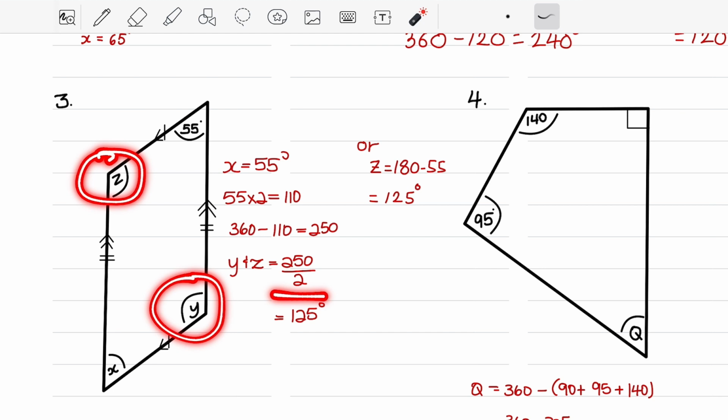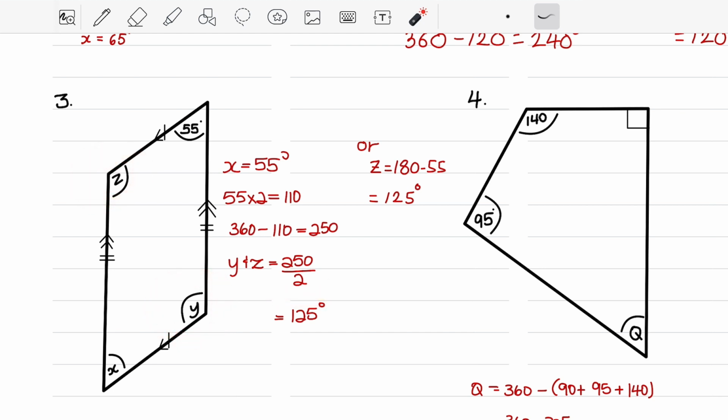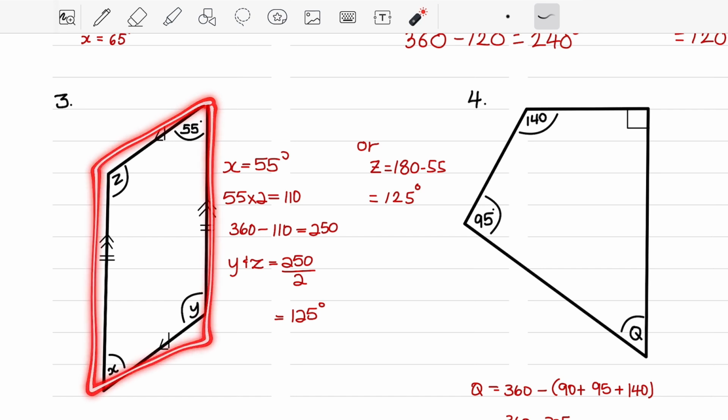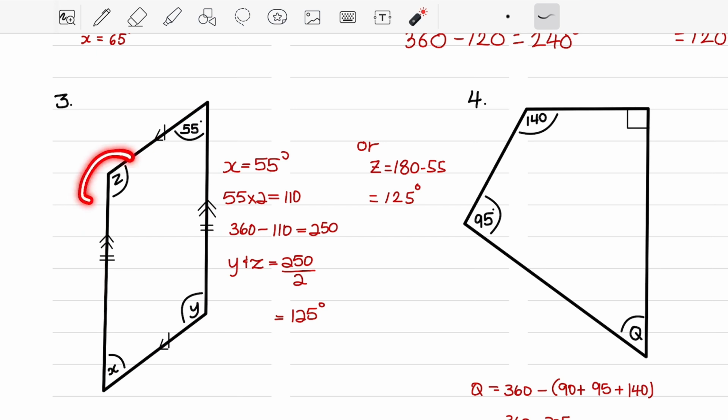So let me say that again. These two angles are equal. 55 plus 55 is 110. 110 from the total angles, 360, is equal to 250. So 250 will be the total for y and z.